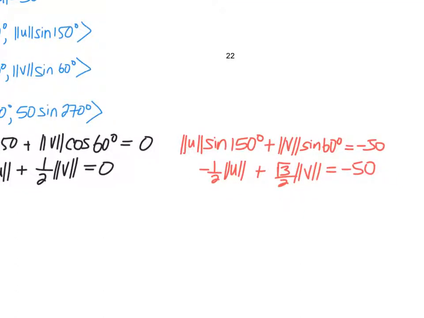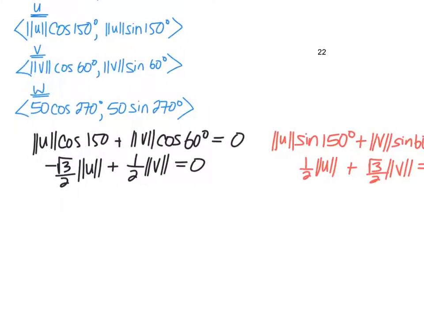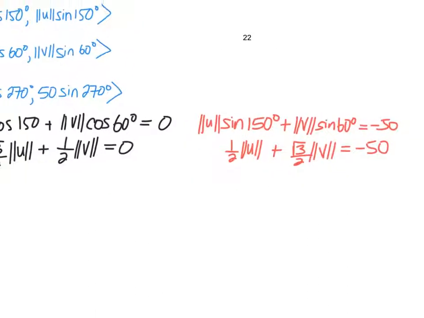Would it be negative 1 half? Wait, why would it be negative? It's positive 1 half. Sine is positive. It is positive. I thought you said negative. I said 1 half. Yeah. And it's negative 3 over 2, 1 half, yeah. And negative cosine. But you got it. Yeah.